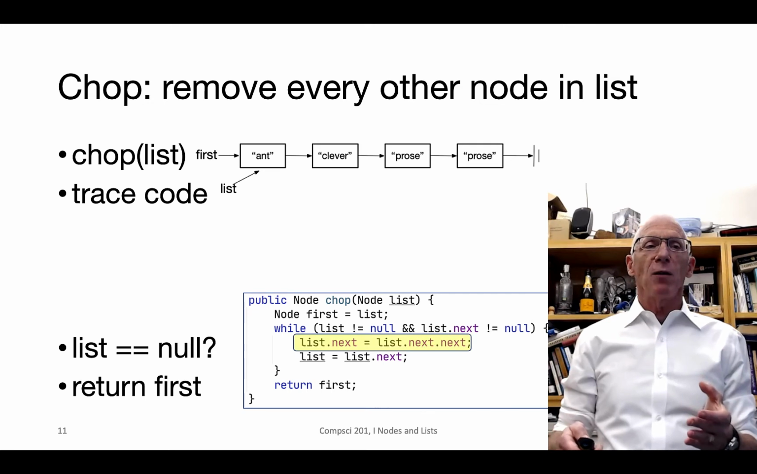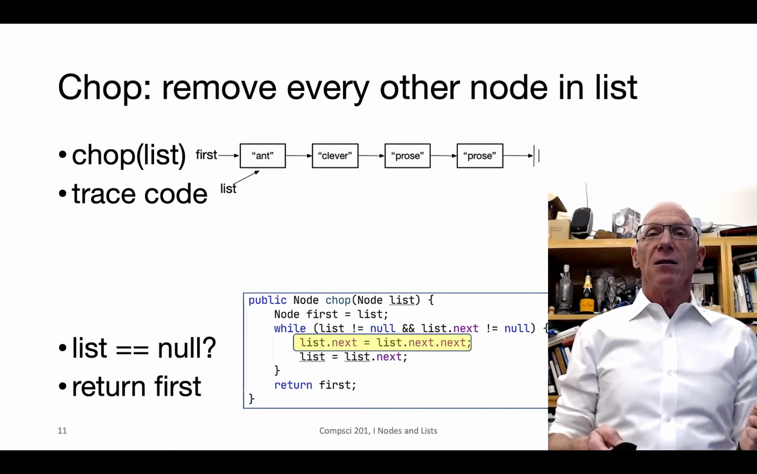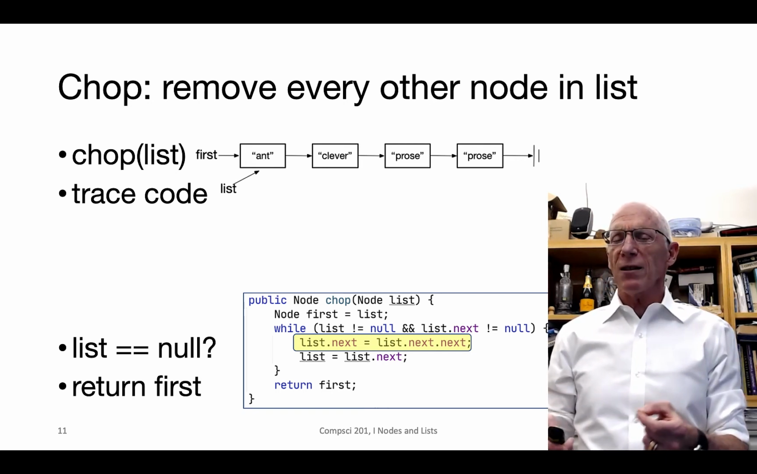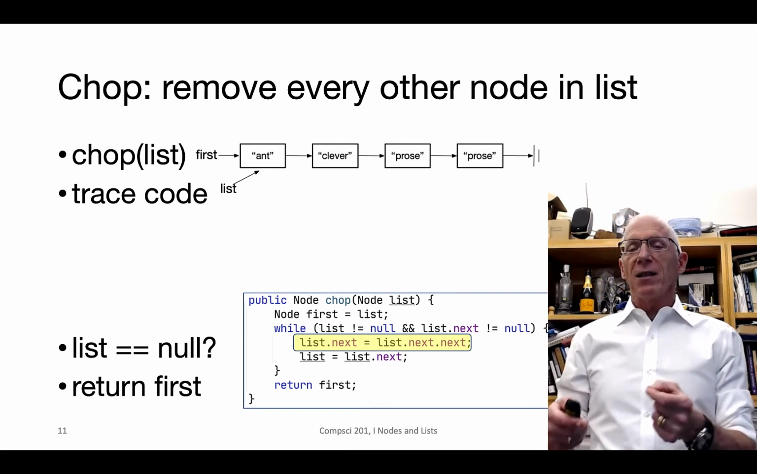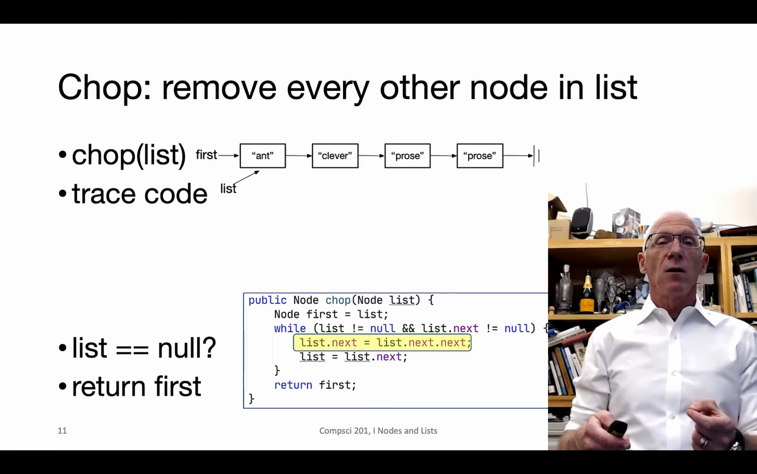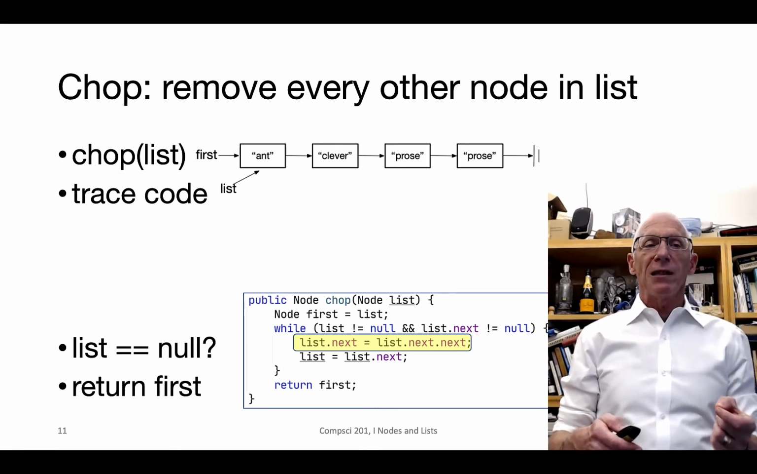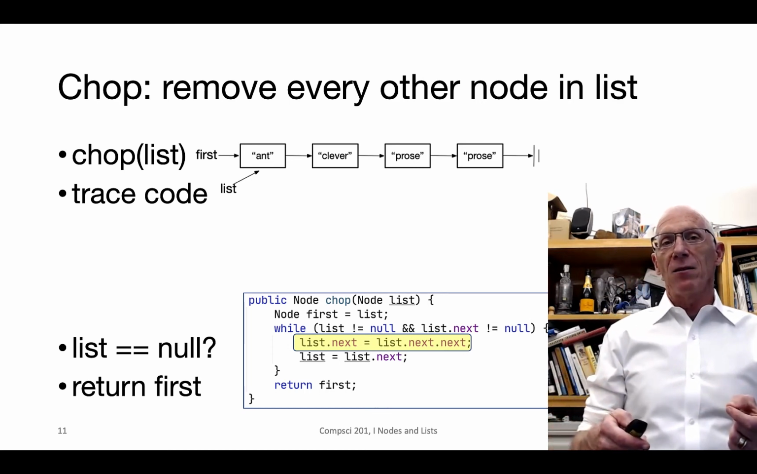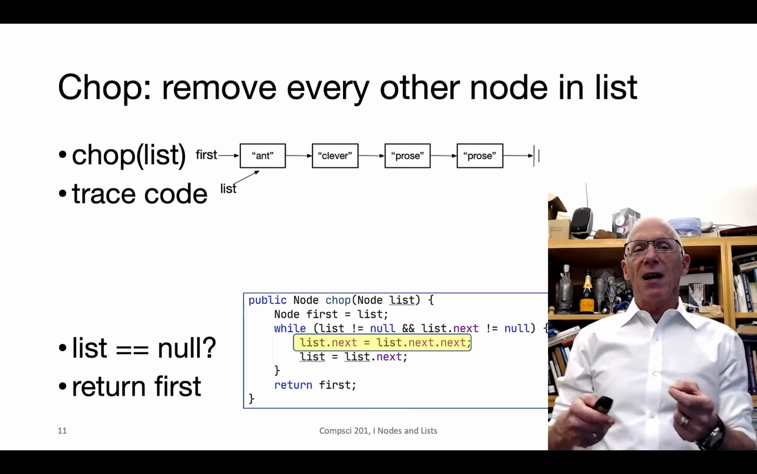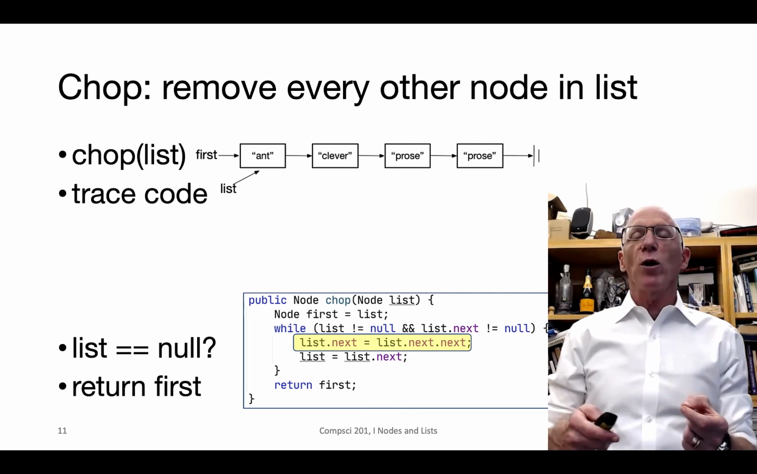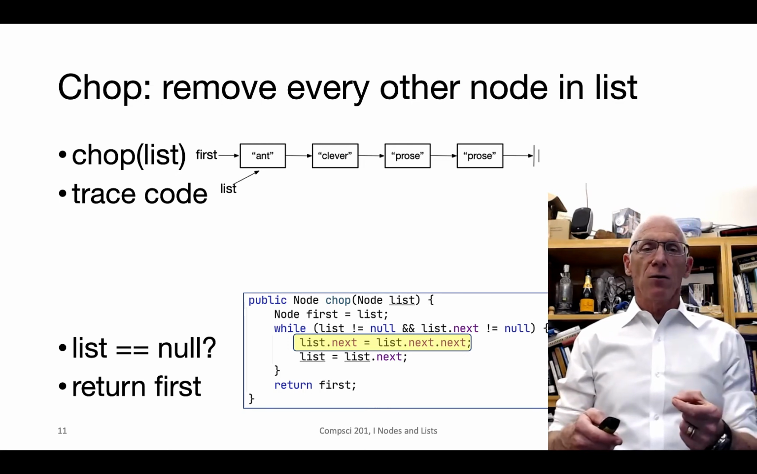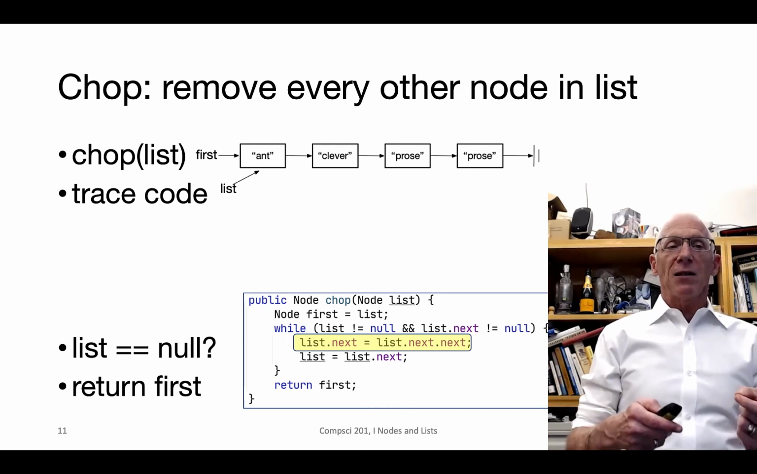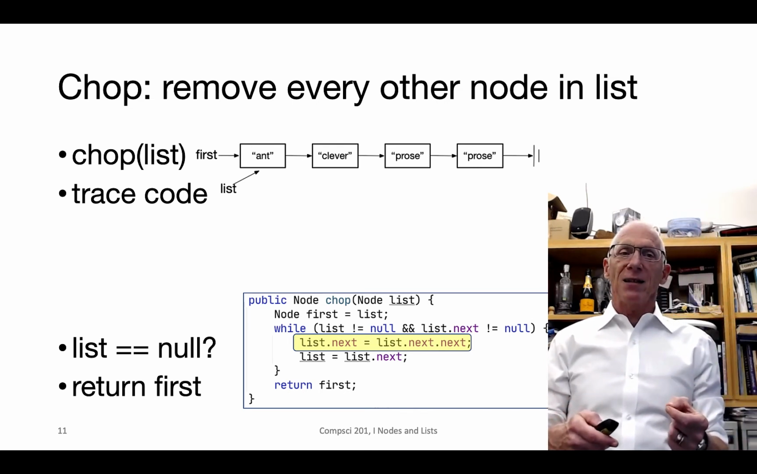And when we chop it, we're going to see, okay, list.next is assigned list.next.next. Now, with 2 next, how do we figure that out? Well, it's the next field of something. Of what? Of list.next. And what is list.next? Well, that's the next field of ant. That's clever. So list.next.next is a pointer to prose, because it's the next field of the thing pointed to by the next field of the thing pointed to by list. List.next is clever. List.next.next is prose.